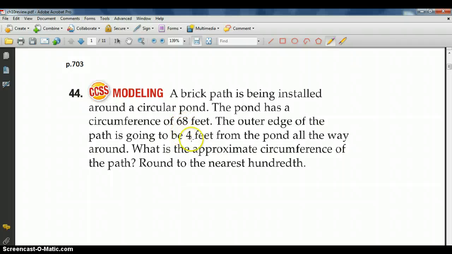Number 44, a brick path is being installed around a circular pond. The pond has a circumference of 68 feet. The outer edge of the path is going to be 4 feet from the pond all the way around. What is the approximate circumference of the path, rounded to the nearest hundredth?